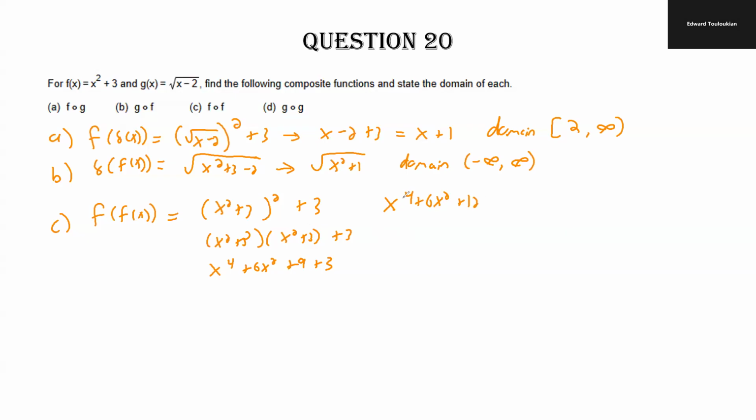And there's no restriction on this. Any number will work, and there's no restriction on the f of x. So my domain would be all real numbers.